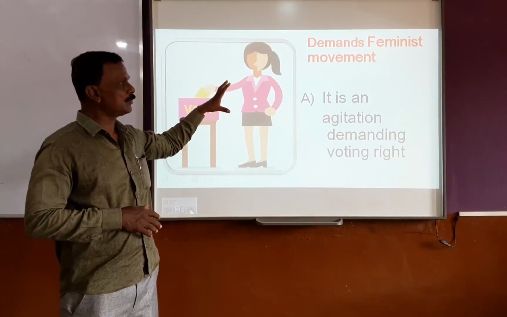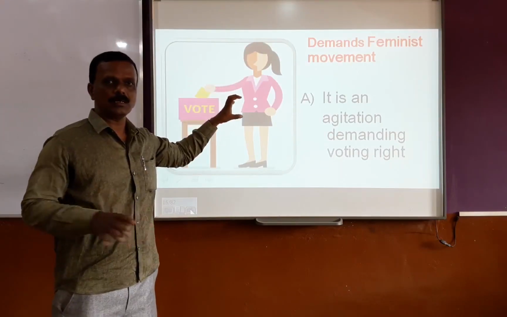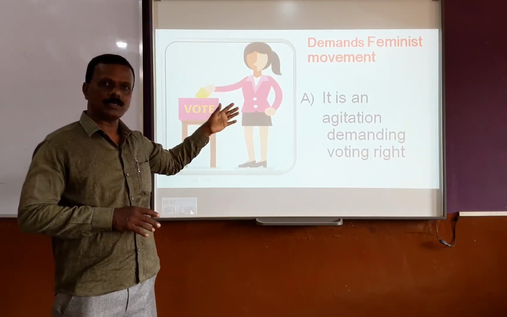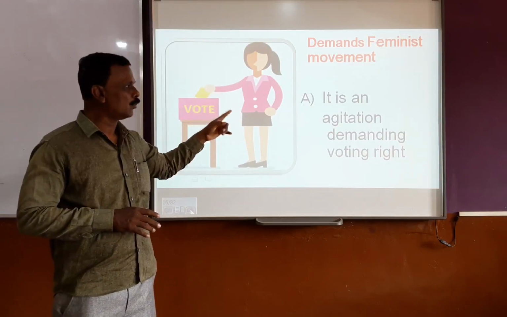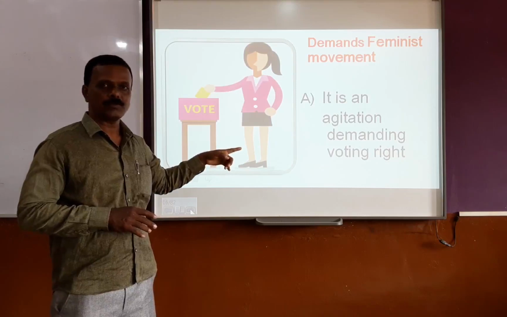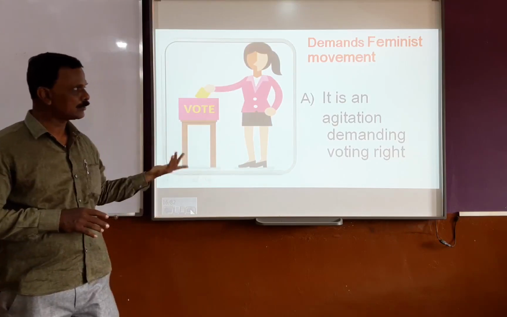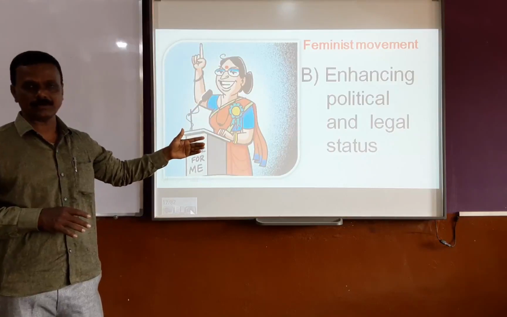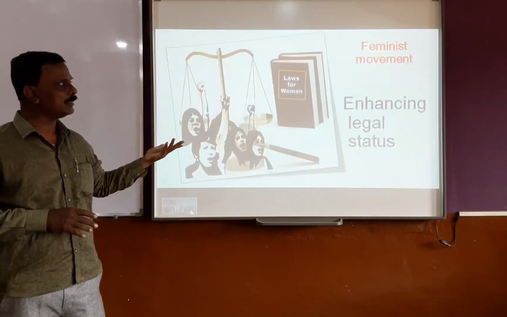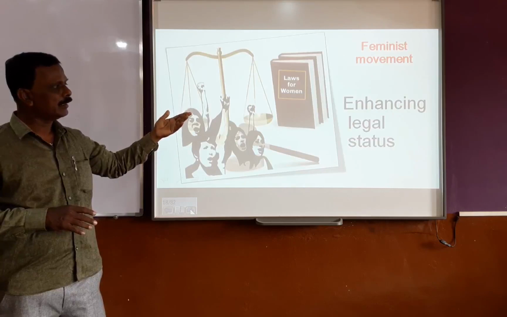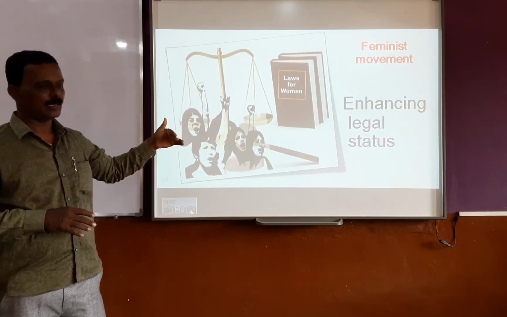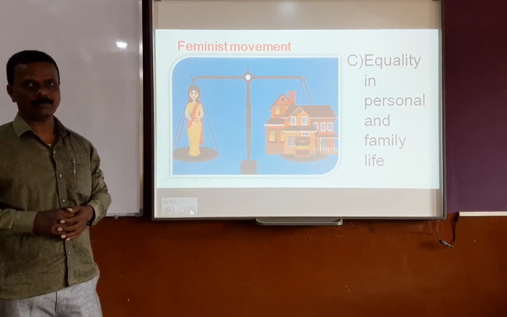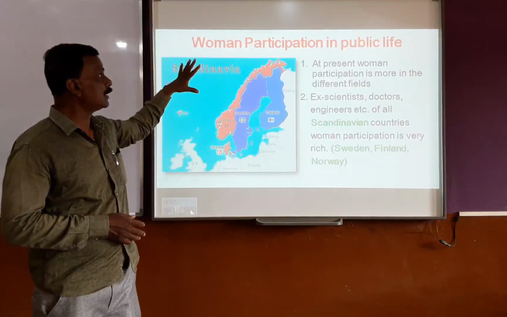So why this feminist movement? What are the objectives and demands of the feminist movement? There are three demands. One is demanding voting rights for women. Next, enhancing the political and legal status of women. And third is equality in personal and family life. So this is the 6th point under gender.